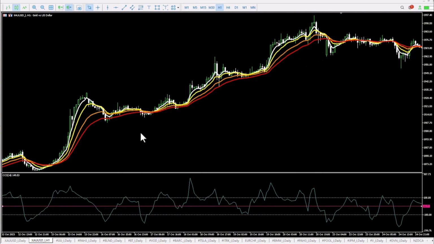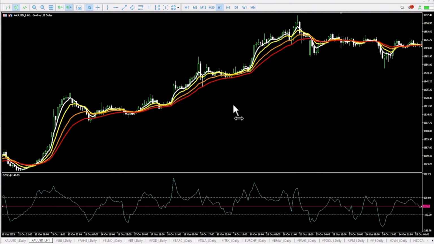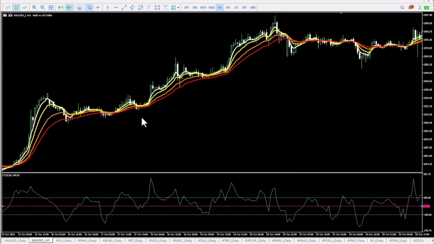Now that we have taken the long position, where should we close the position? As you can see here, for example, if we have taken the long position here, we close the position when there is a candle that has settled below the EMA 24 line, like right here. This means right here is our signal to close the position.